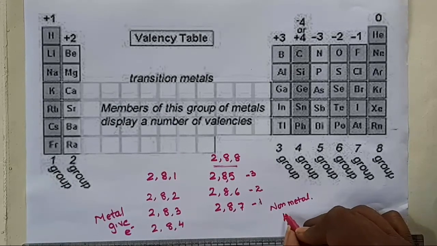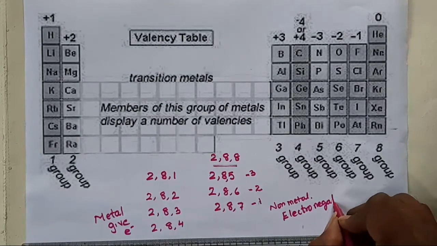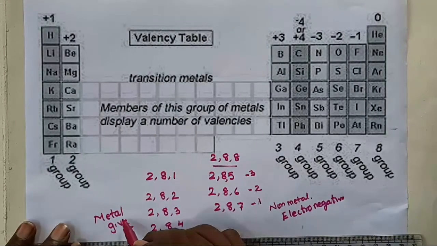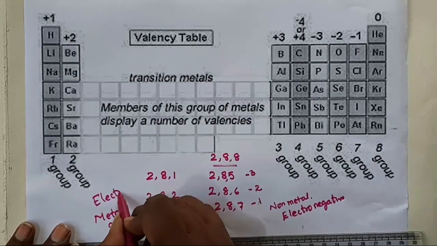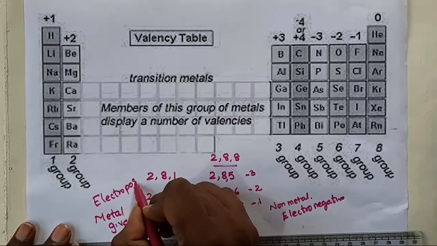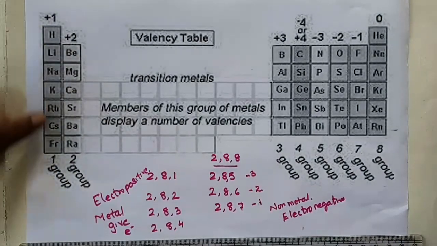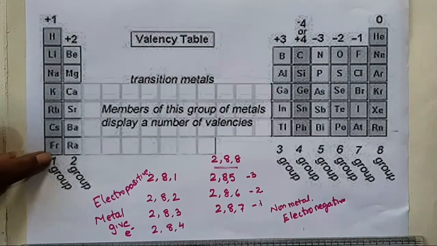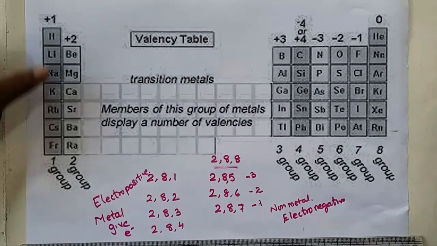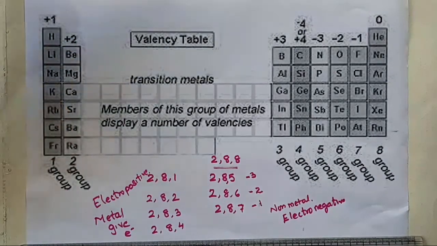We call that electronegative. Metals give electrons, we call that electropositive. So as you see in group 1, here you can see +1. That means all of group 1, the valency is 1. All of group 2, the valency is 2. That means they give electrons.